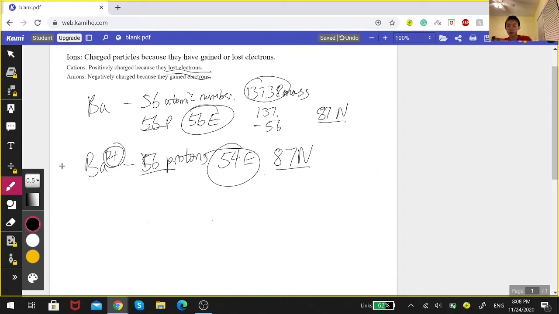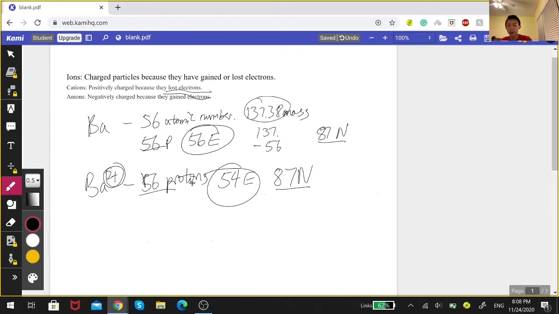I'll show you how to draw Bohr models with these in a future video, but right now I'm going to tell you: you draw the Bohr model exactly the same, except all you change is the number of electrons. You might need to add a whole new shell, you might need to remove a shell, or you might not change it at all. All you do is increase or decrease the electrons.